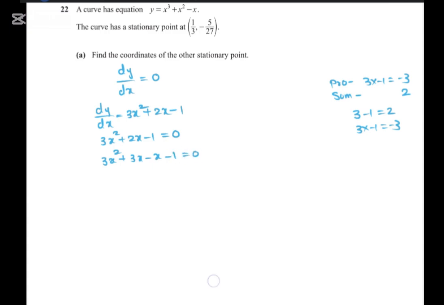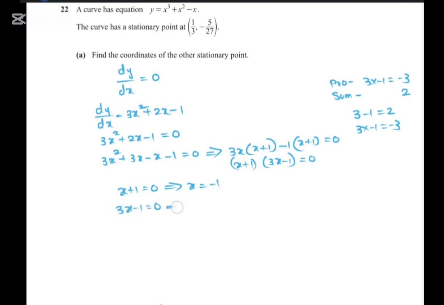is equal to 0. Taking 3x common in the first two terms, I get x plus 1, and minus 1 in the next two terms, I get x plus 1. Now x plus 1 is common, so we get 3x minus 1 as the other factor. Now we will find the values of x. So x plus 1 is equal to 0 gives x is equal to minus 1. Then 3x minus 1 is equal to 0 gives x is equal to 1 by 3.